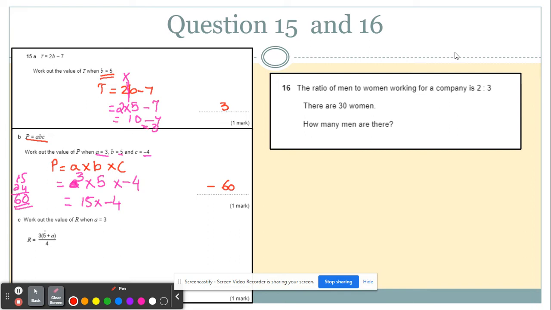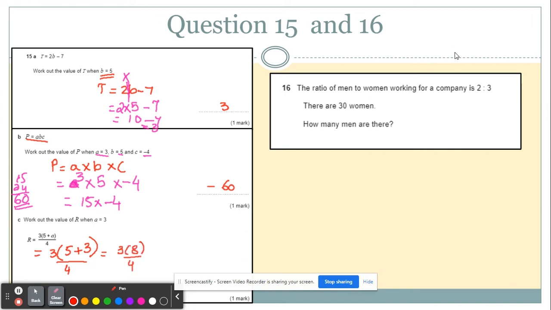Again, substitution. Work out the value of R when a is equal to 3. So I'm just going to replace a by 3. Everything else is going to stay the same. 5 plus a, instead of a, I'm going to use 3, divided by 4. Now I can just solve the bracket first, which is inside. 3 plus 5 is 8. So 3 bracket 8 over 4.